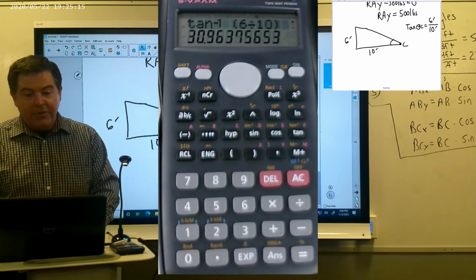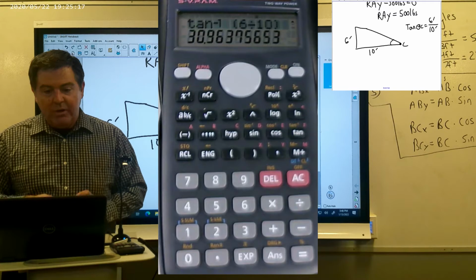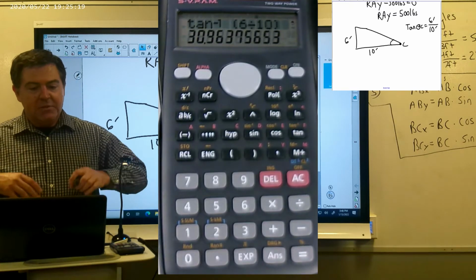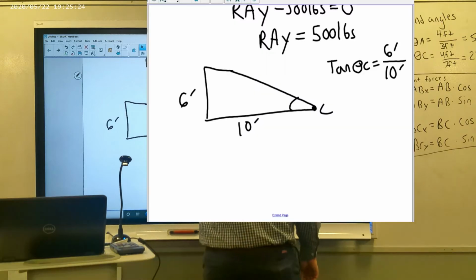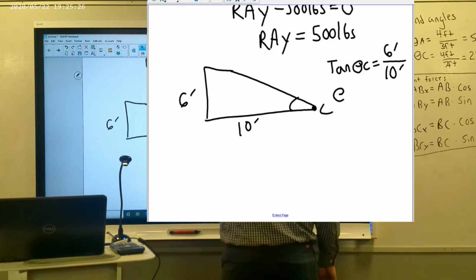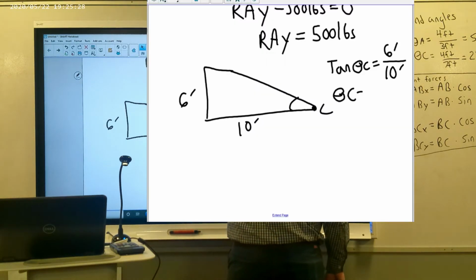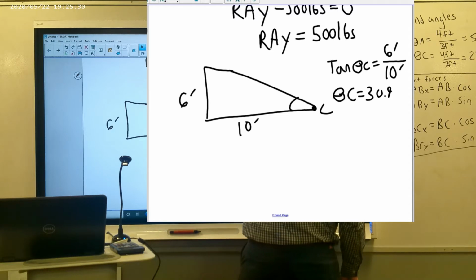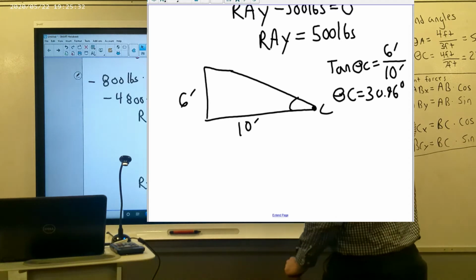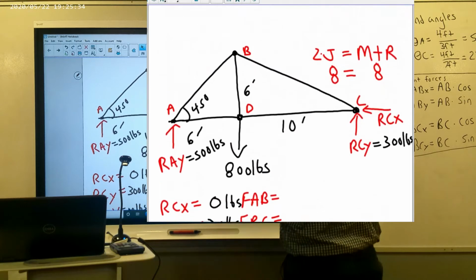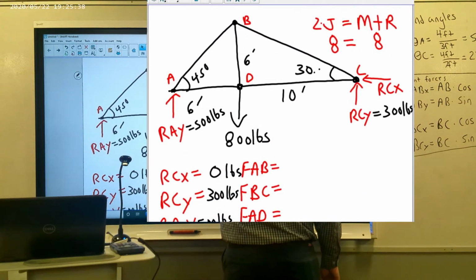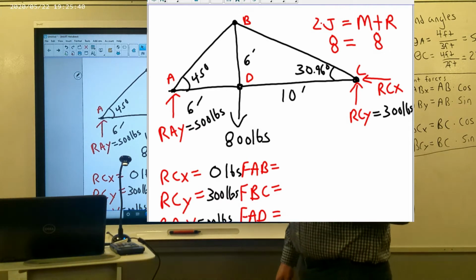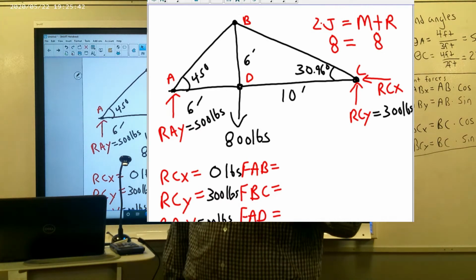And we end up with an angle of 30.963 degrees. 2 decimal places is plenty, so 30.96 degrees. So angle C is equal to 30.96 degrees. Let's go ahead and update our drawing at this point. So angle C is 30.96 degrees. That's going to be important in terms of solving this.